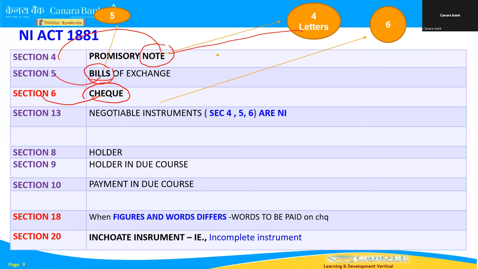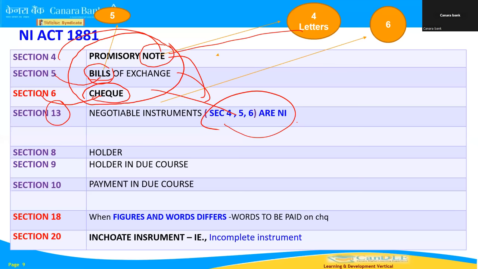Then all these sections 4, 5, 6, whatever instruments are there, promissory note, bill of exchange, check, are defined as negotiable instruments in section 13. So four sections are over. What is it? 4, 5, 6. These are all negotiable instruments. Which section told? Section 13.